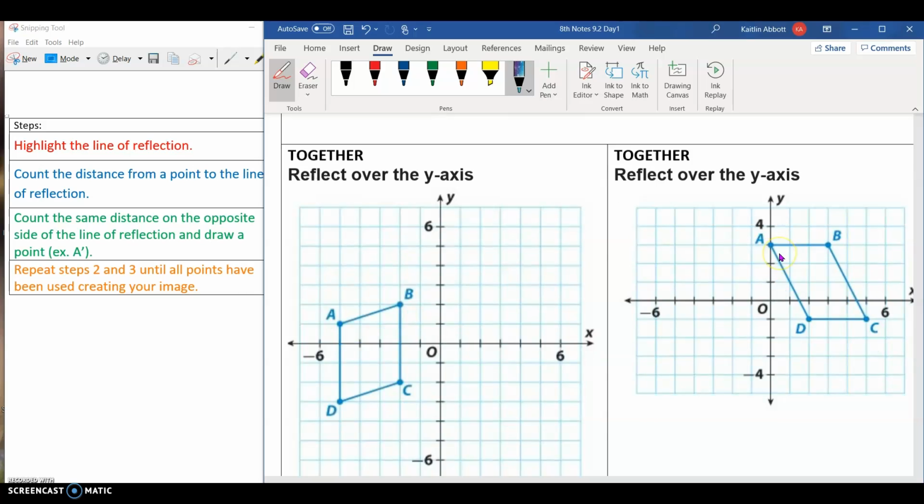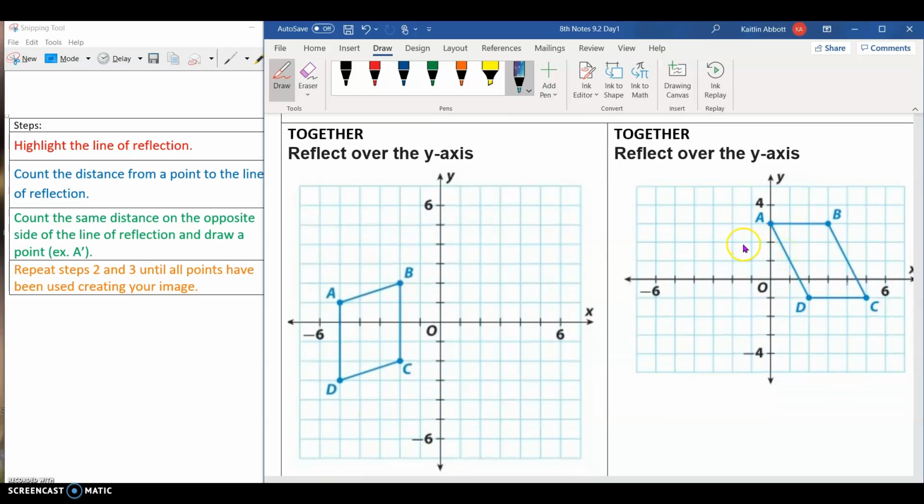Okay, we're going to now work on these two together. Make sure you pay attention. Reflect over the y-axis. Highlight the line of reflection. The y-axis. Is the y-axis right here? Is this the y? Oh, is that the y-axis? Hopefully you said no. Find y, and we're going to highlight. Oops. Let's highlight the y-axis. Okay.